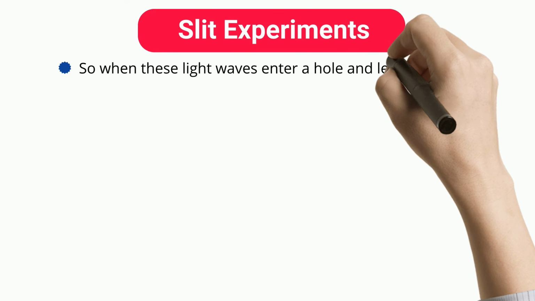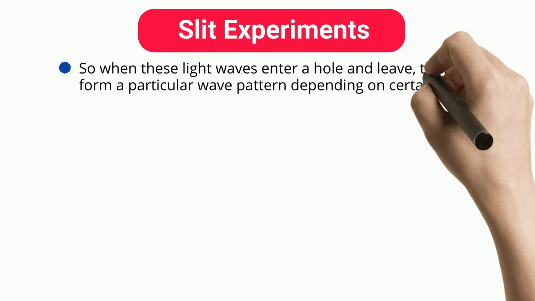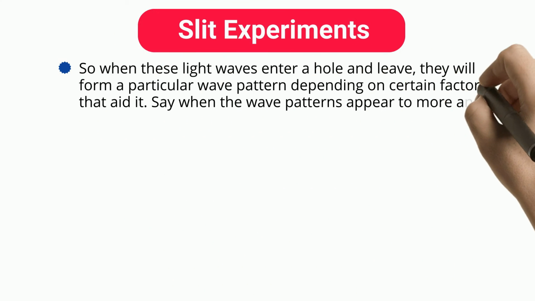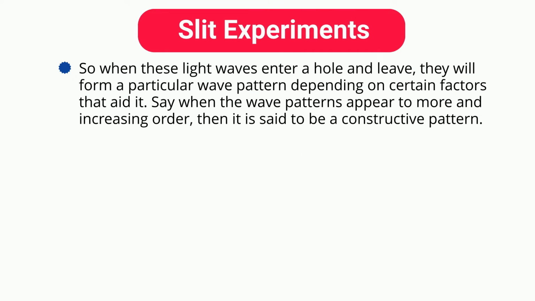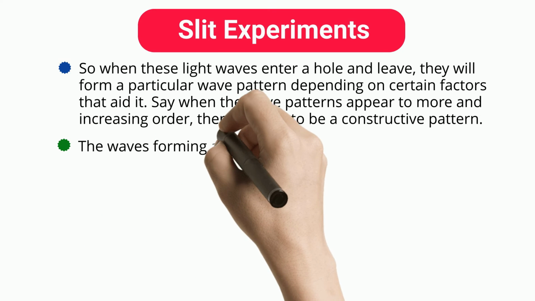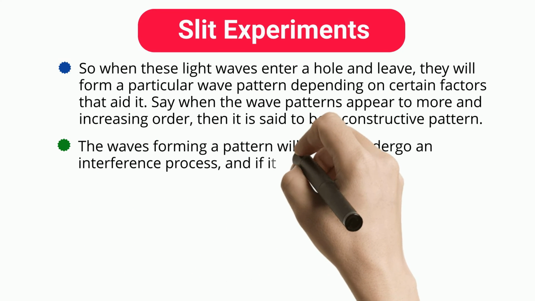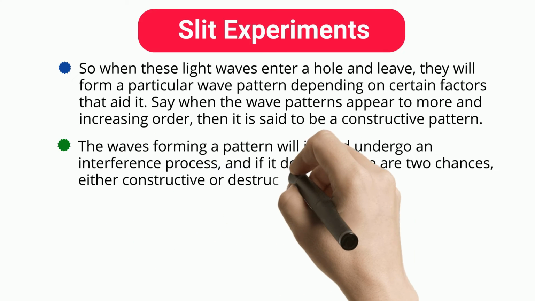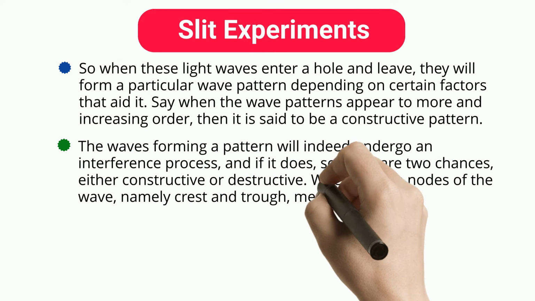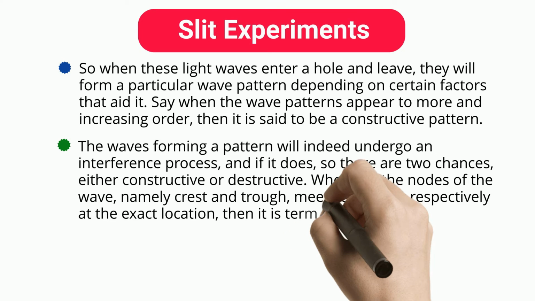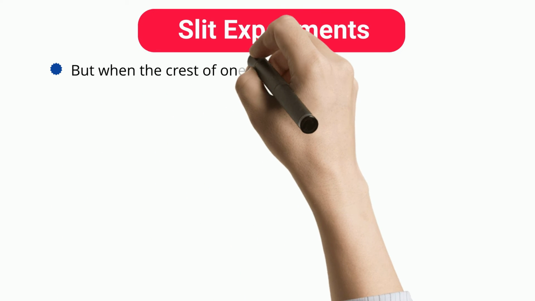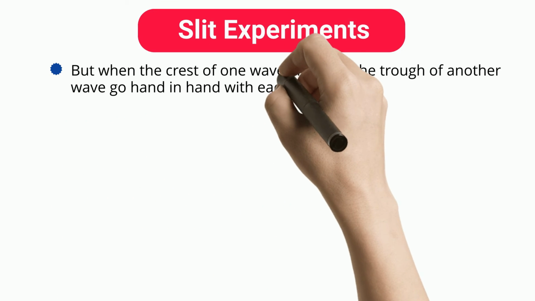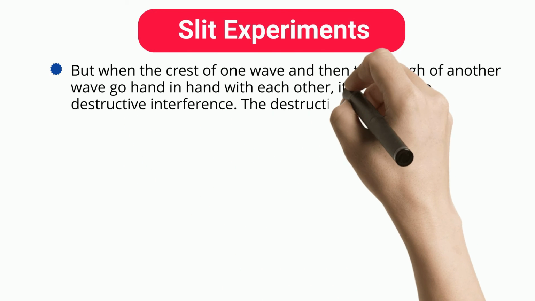So when these light waves enter a hole and leave, they will form a particular wave pattern depending on certain factors that aid it. Say when the wave patterns appear in more and increasing order, then it is said to be a constructive pattern. The waves forming a pattern will indeed undergo an interference process, and if it does, there are two chances, either constructive or destructive. When both the nodes of the wave, namely crest and trough, meet each other respectively at the exact location, then it is termed as constructive interference. But when the crest of one wave and the trough of another wave go hand in hand with each other, it is said to be destructive interference.